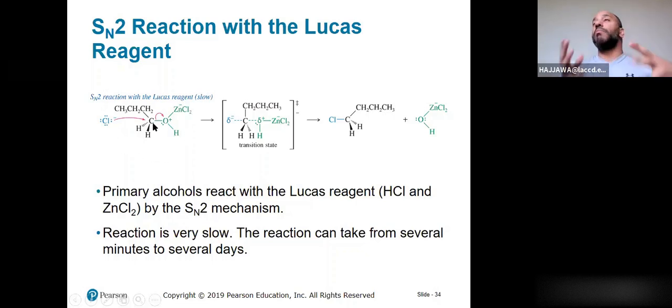This complex now, it's much more reactive compared to alcohol. So what's going to happen? Well, it's a primary, so it's not going to give it the chance to form a carbocation. What if I have a secondary? It will give me a carbocation. What if I have a tertiary? It will give me a carbocation.